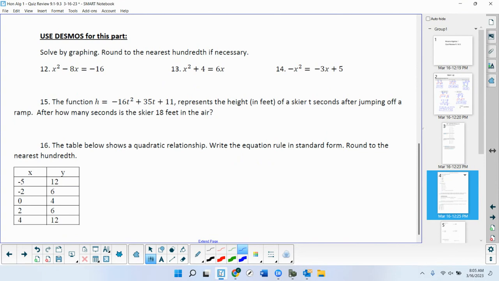Anybody else have any questions? Are you sure that makes sense? The other thing is, add the x squared. I mean, like positive x squared minus 3x plus 5. But either way, that works too. Okay. Yes, ma'am.